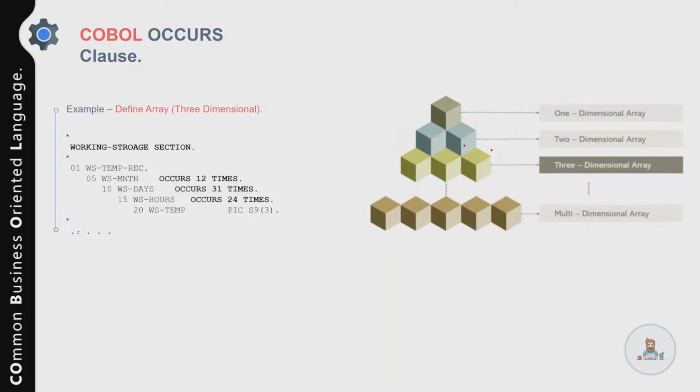So every month we're going to have 31 days. Next, at level 15, I've defined the hour, and that occurs 24 times. And after that, I've defined the variable that is going to hold the temperature. So in short, you have 12 months. Within those 12 months, each month is going to have 31 days, and each day is going to have 24 different slots where you're going to store the temperature for that particular day.